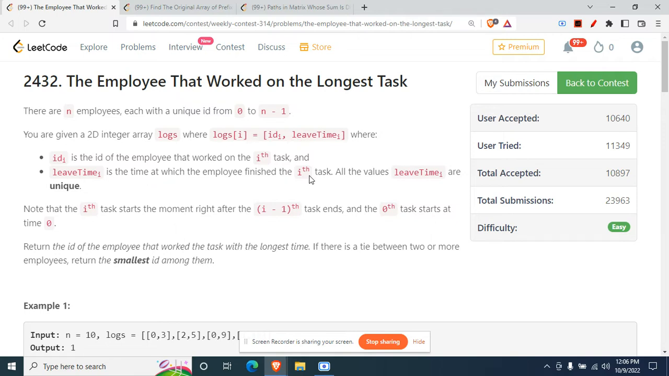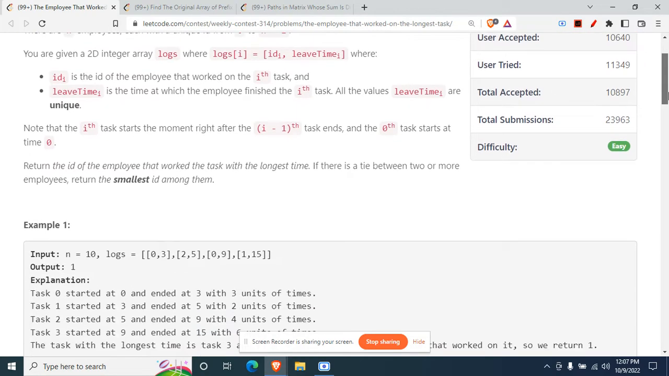You are given a 2D integer array logs where logs[i] equals [id_i, leaveTime_i], where id is the ID of the employee of the ith task and leaveTime is when the employee is leaving. All we have to do is return the ID of the employee who is working for the longest time. And if there are two employees who worked for the same longest amount of time, you need to return the employee with the smallest ID, as has been written here.